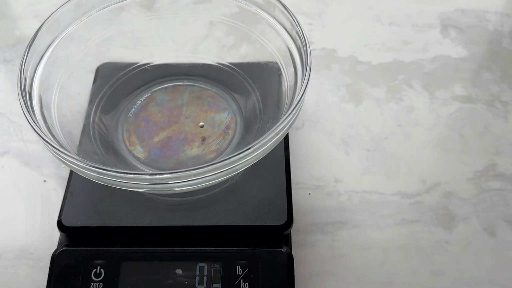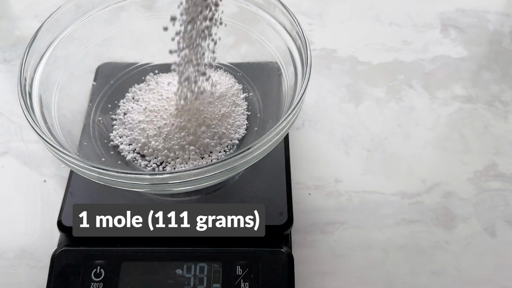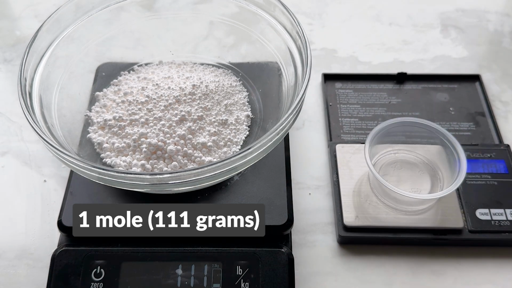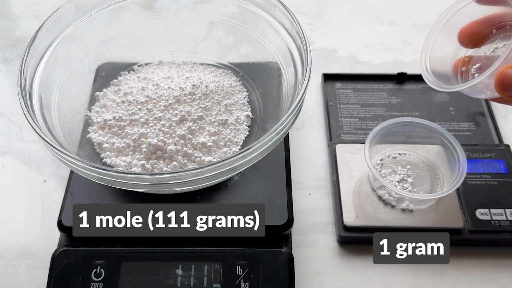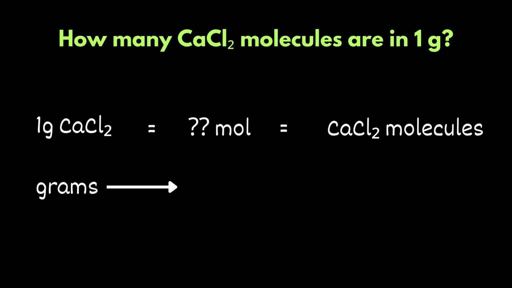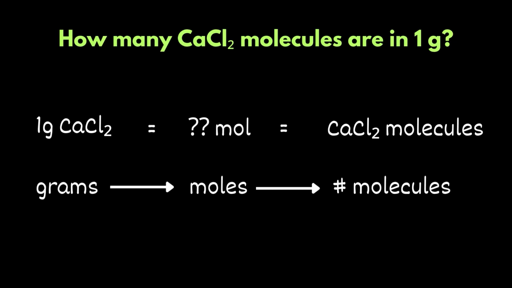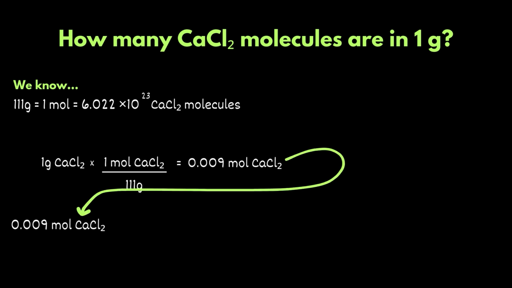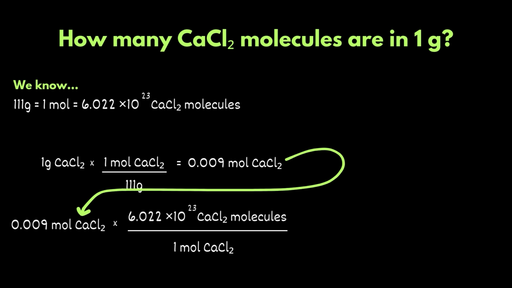Now we just figured out that 1 mole of calcium chloride, or 6.02 times 10 to the 23rd calcium chloride molecules, has a mass of 111 grams. And we have 1 gram, so a lot less. So we're going to take our amount in grams, convert that to moles, and then convert that to number of molecules. So first, we're going to convert from grams to moles. So we take 1 gram and we divide that by the molar mass, which is 111 grams. We then take that value and convert it from moles to number of molecules by using Avogadro's number. Our final answer is that we have 5.43 times 10 to the 21st calcium chloride molecules, and we know that we have 1 calcium ion per calcium chloride molecule.